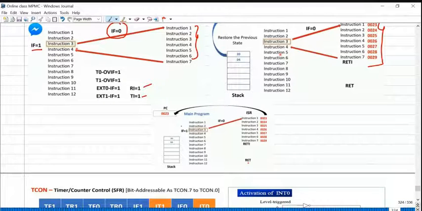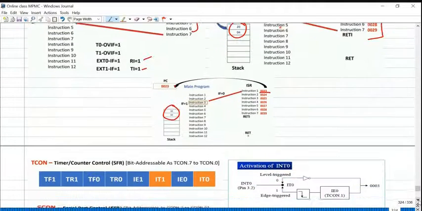When an interrupt occurs, the next instruction address is saved in the stack memory, and the program counter is loaded with the starting address of the interrupt location. Once it is completed, this information is retrieved again and it starts executing the normal function. So this is the interrupt mechanism.